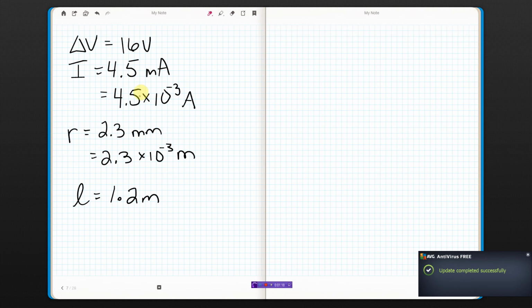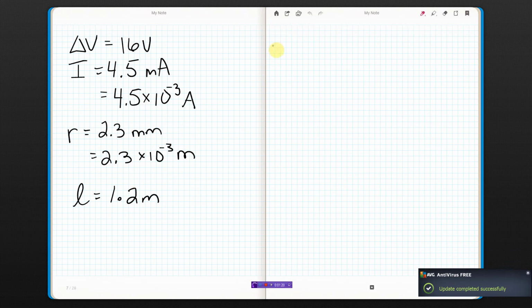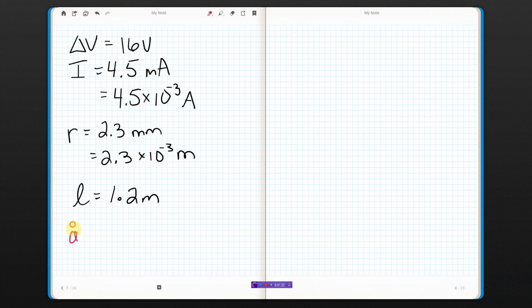Okay, so first thing, I want to find resistance. Well, I know that resistance is the same as delta V over I, Ohm's law. So that's all I have to do. Delta V is 16 volts. I must use standard SI units. Resistance is a very large number, actually.